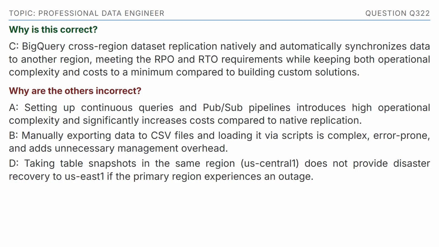Why are the others incorrect? A. Setting up continuous queries and Pub/Sub pipelines introduces high operational complexity and significantly increases costs compared to native replication. B. Manually exporting data to CSV files and loading it via scripts is complex, error-prone, and adds unnecessary management overhead. D. Taking table snapshots in the same region, US-Central-1, does not provide disaster recovery to US-East-1 if the primary region experiences an outage.